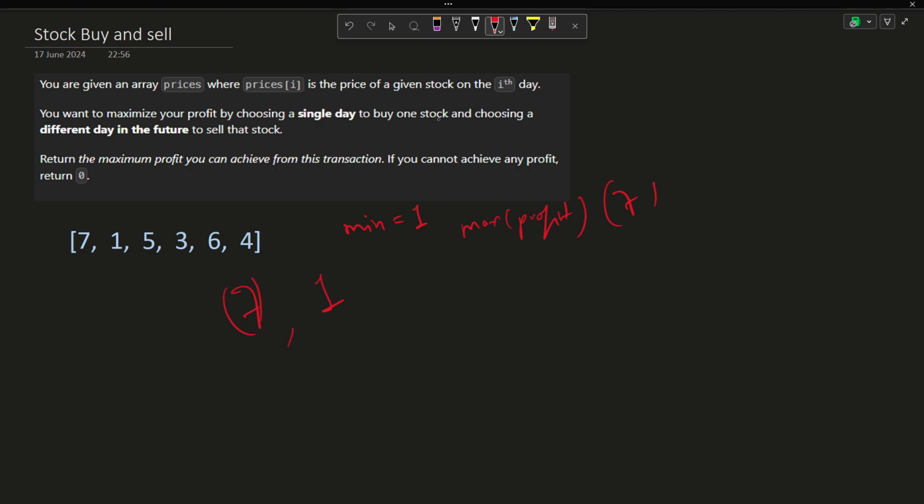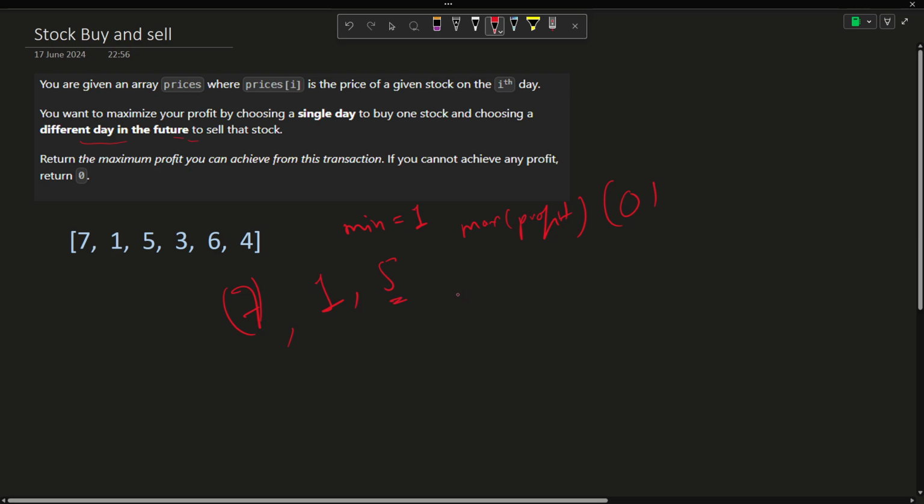But in the question it says that we need to choose a different day in the future to sell that stock. So that means we cannot sell it, right? So still we cannot make the profit, because we are not having any maximum value. As soon as we find something greater than this minimum value, only then can we update the maximum profit. Let's move ahead. We have 5.